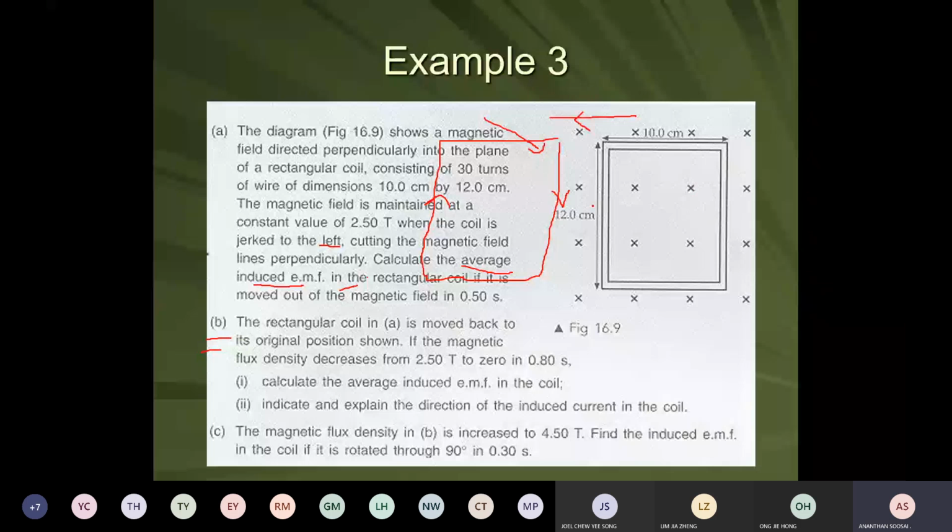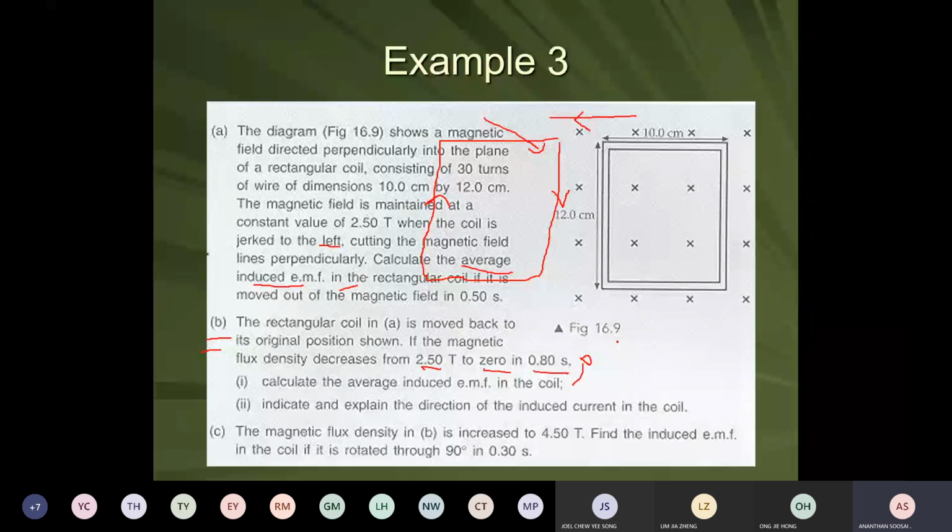Now the coil is at the center of the magnetic field strength. Now they adjust the magnetic field strength. The magnetic field strength from 2.5 dropped to 0 in 0.8 seconds. So B is changing. First question, calculate the average induced EMF in the coil. So find the EMF.